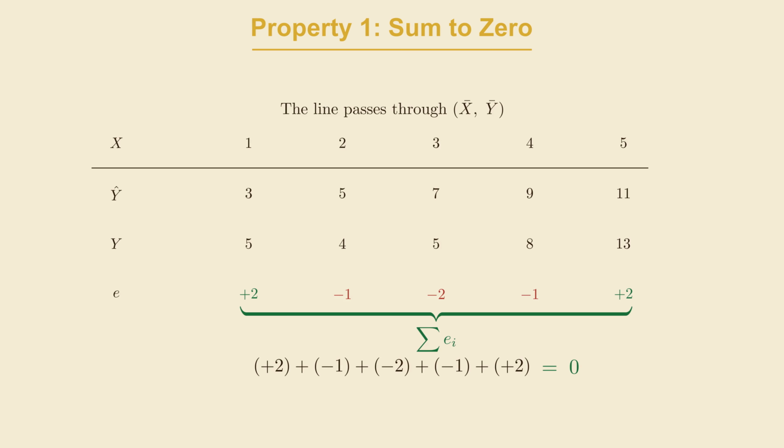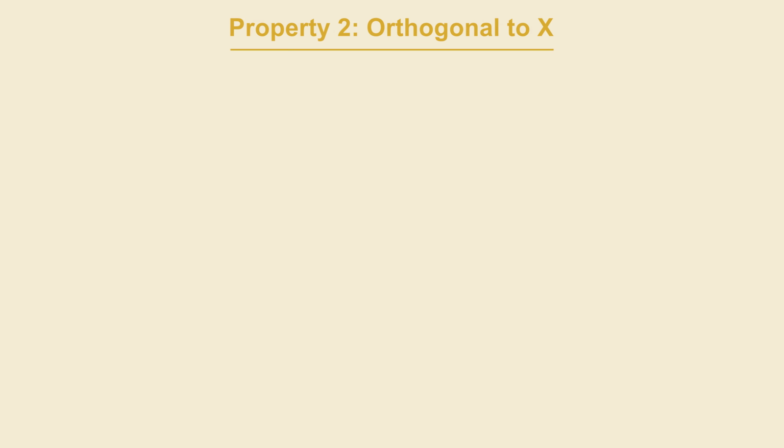The line passes through the average of the data, because it runs straight through the center, and the points above it and the points below it have to balance out. So OLS residuals always sum to 0. The second property is a little bit more complex. The residuals are what's called orthogonal to the x variable.